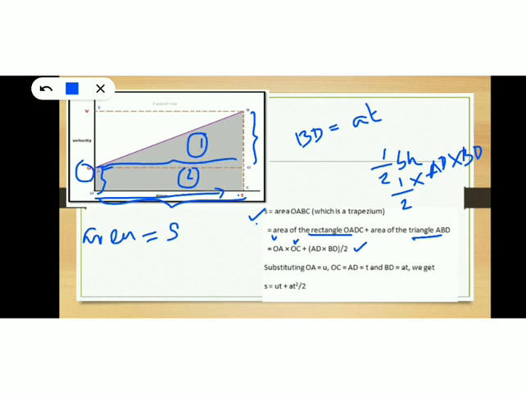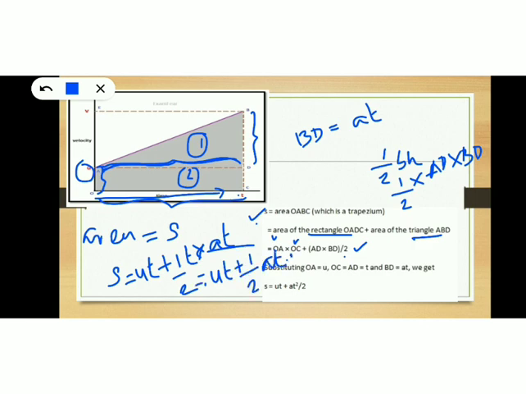OA into OC will be U into T, plus half into AD. What is AD? AD is also T, because it is parallel to the time axis. Then BD is AT. So you will get S is equal to UT plus half AT square, because T into T is T square. So this is the displacement expression from this graph, and this is our second equation of motion.